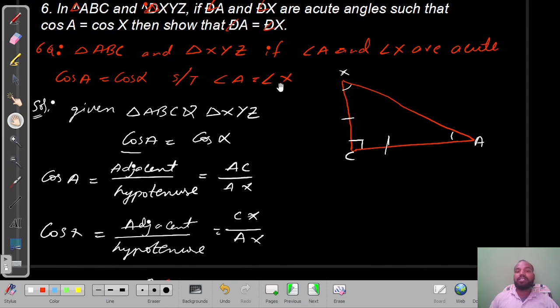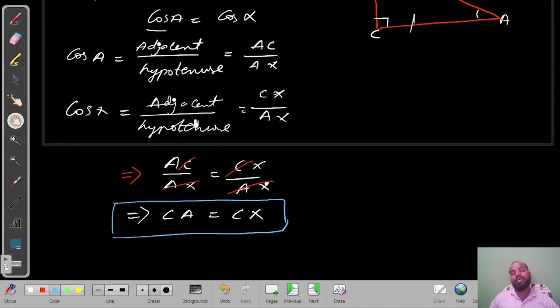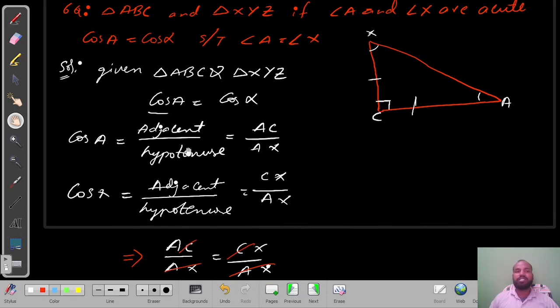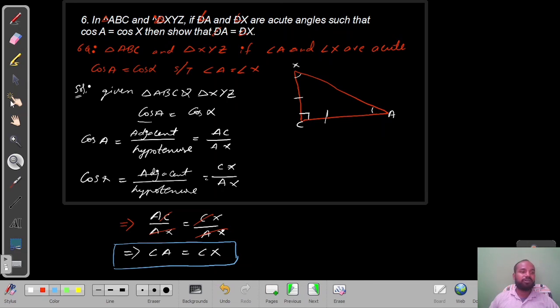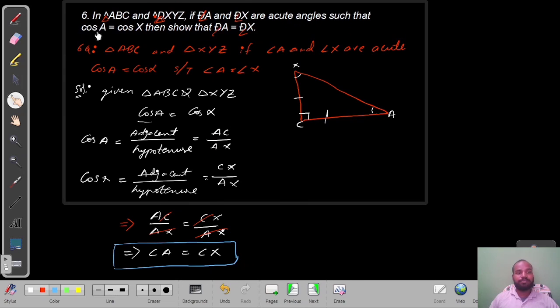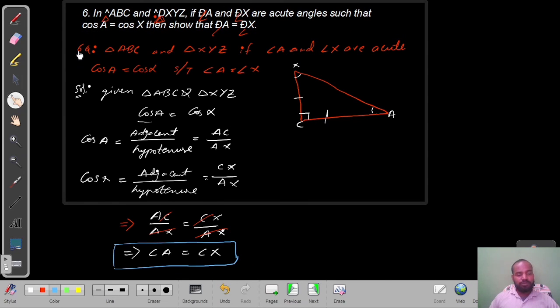Now angle A equal to angle X. It is a very simple problem. There is not any complexity in this problem. Let me explain one more time. Given two triangles, they are triangle ABC and triangle XYZ. Then he is saying that cos A equal to cos X. Cos A I have written. So cos A is adjacent by hypotenuse.